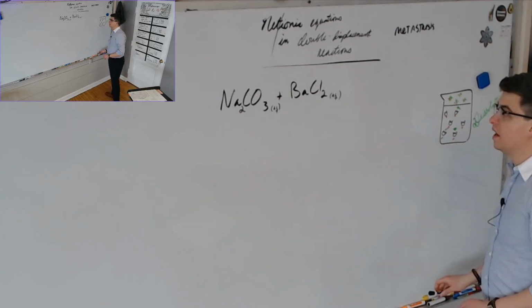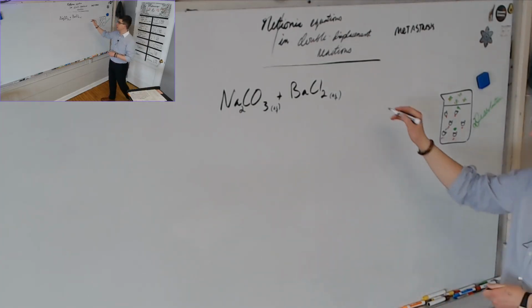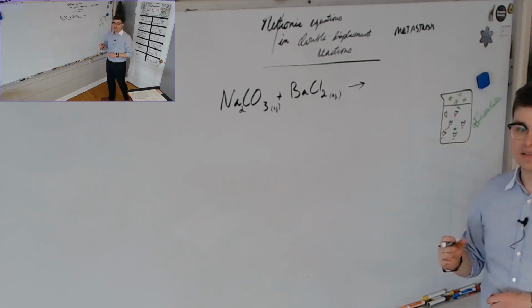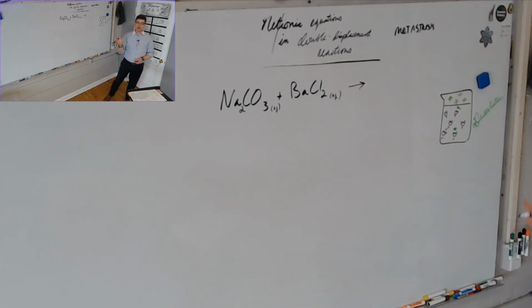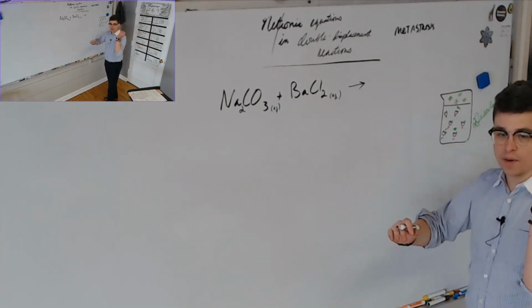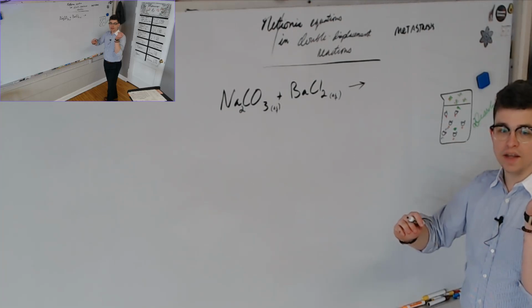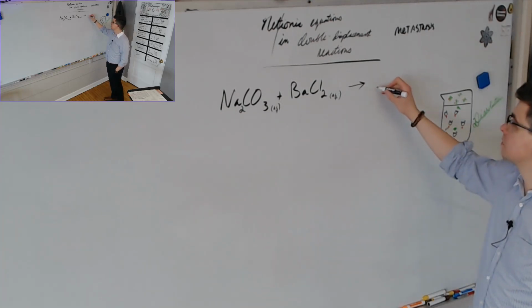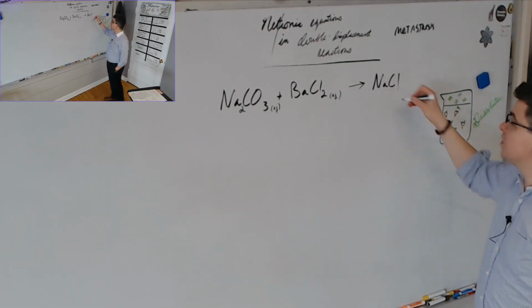Okay? And now what you do, and this is not yet a net ionic equation, but in the same way that for our single displacement reactions we use the activity series to see if it does or does not occur, now we swap their partners. So now we have what instead? Sodium chloride. This one you don't even have to have memorized.